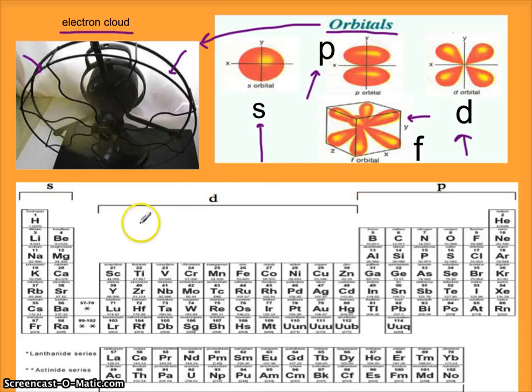Down below here is a periodic table. I'm sure you've seen them before, and we will study them a lot in this class. A periodic table has a lot of organization to it, and part of the organization has to do with these orbitals.